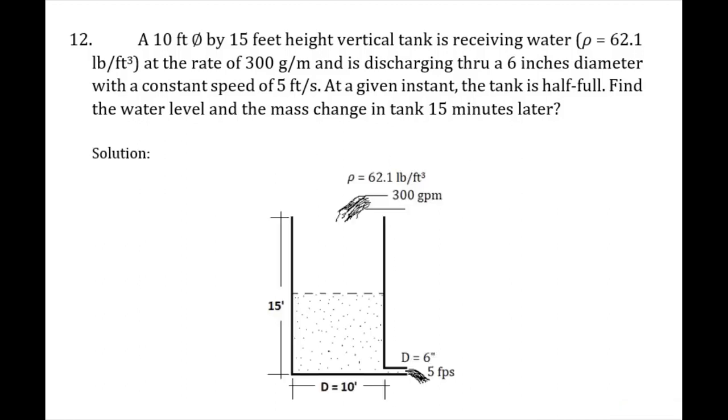To solve this, first we will make an illustration to analyze well the problem. As we can see, we must identify whether the water in the tank is increasing or decreasing. To find this, we subtract the mass leaving from the mass entering. Solving mass entering, using this formula and substituting the given data, we have 2,490.64 pounds per minute. Solving mass leaving, using this formula and substituting the given data, we have 3658 pounds per minute.